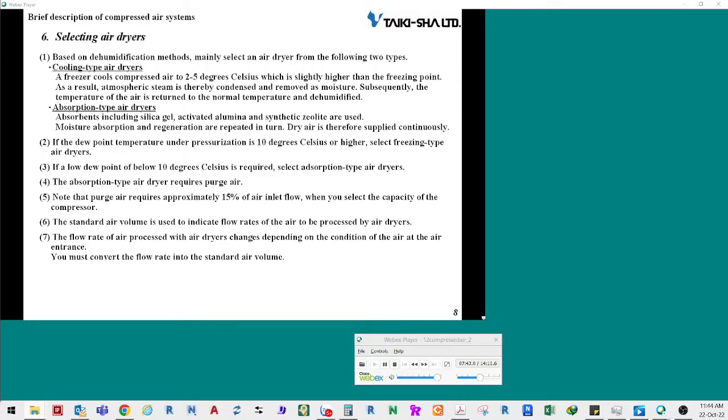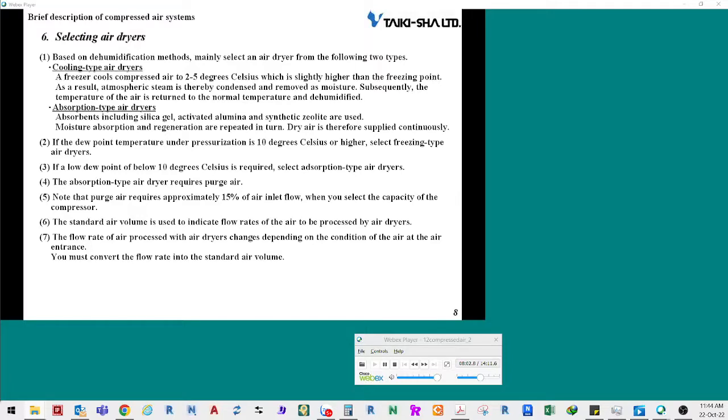Selecting air dryers. This time, I will start with a loaded point, namely, ventilation dry air is required at the point of ventilation. Air dryers are installed for dehumidification. Based on dehumidification methods, mainly select an air dryer from the following two types.